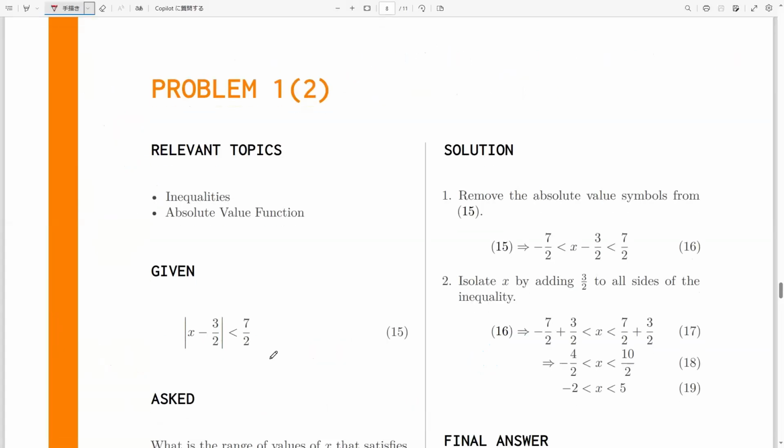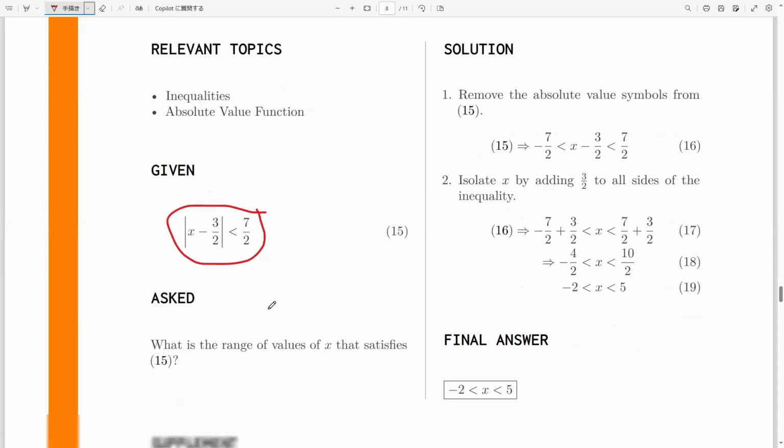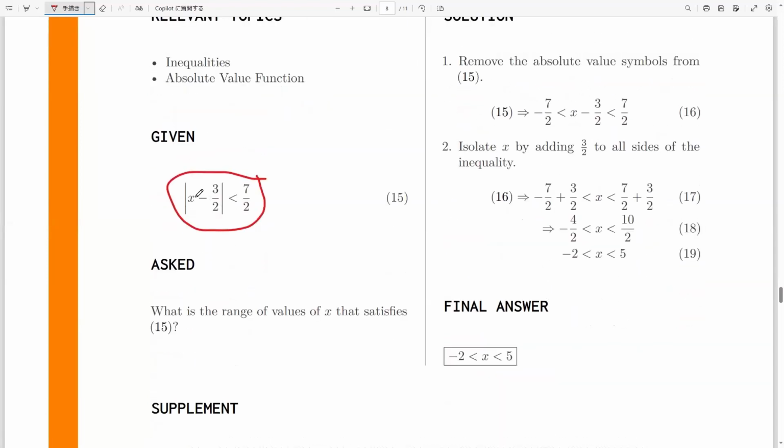Now we want to express this expression here such that we can find the domain of X. So we just want an expression, an inequality where we know what are the possible values of X for this expression. So that's what we're looking for.